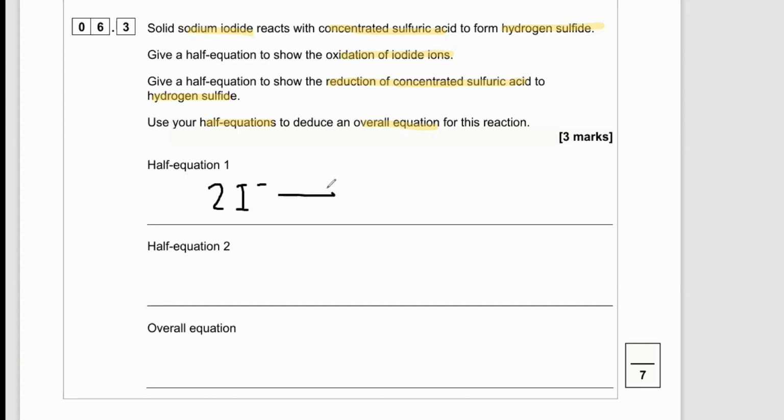Okay, half equation. We've got 2 iodide ions. They're going to come together to covalently bond to form iodine and chuck away those 2 extra electrons. So that's your half equation.